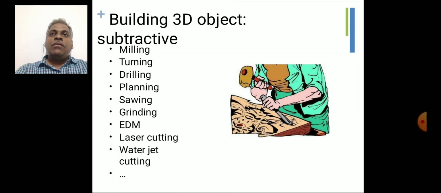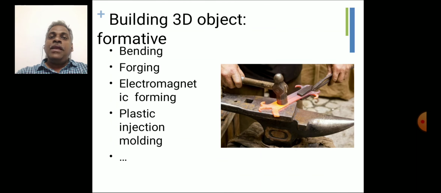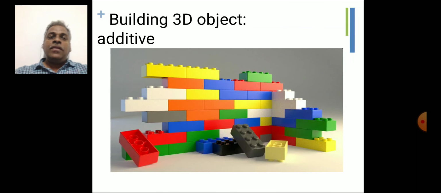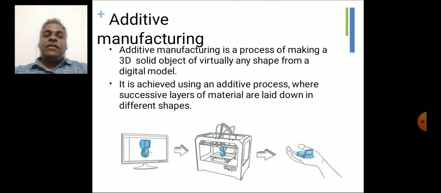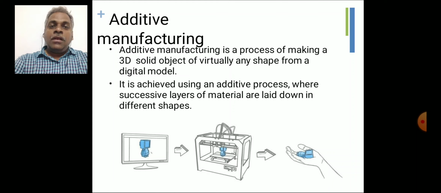In subtractive, the metal may be removed by milling, turning, drilling, planing, and so on. In formative, bending, forging, plastic injection molding, and so on. Additive is like how kids play. We add one over another and finally get it. So additive manufacturing is a process of making a 3D solid object of virtually any shape from a digital model.